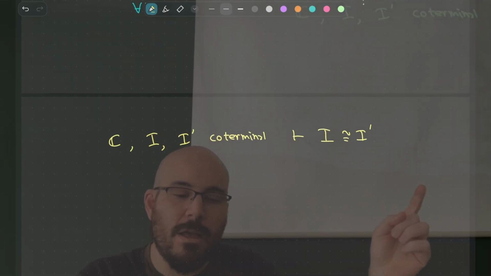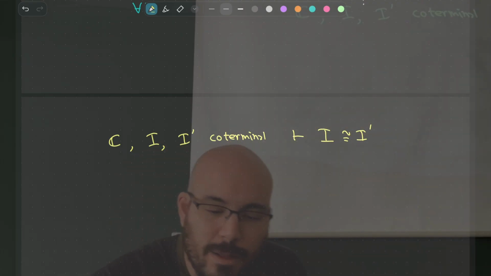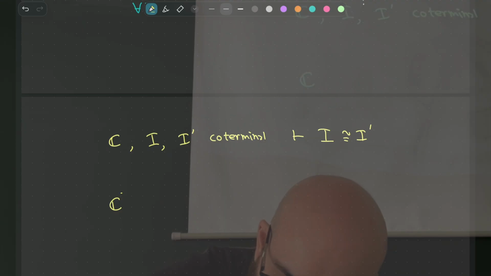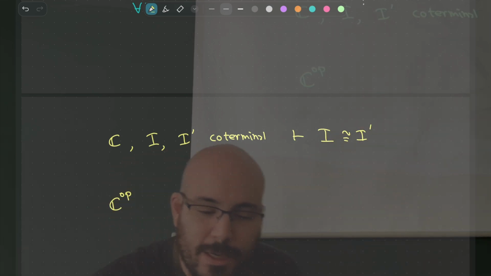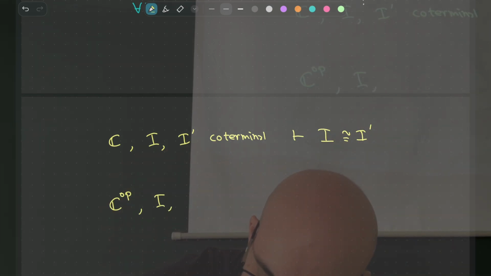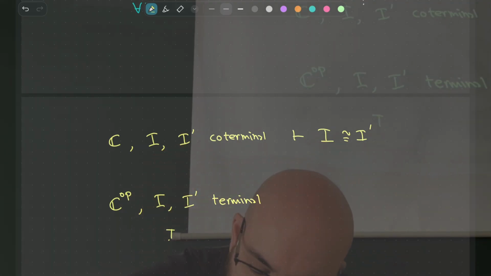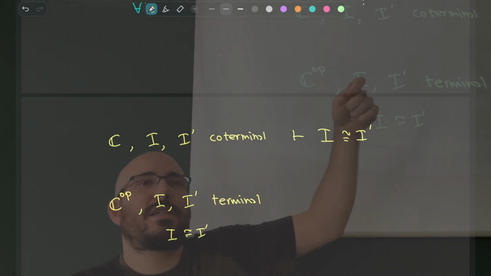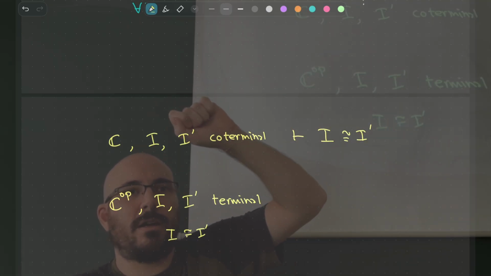And I say, okay, wait a minute. So I have a category C, and in it, I and I prime are coterminal. This means, remember this construction, which is the opposite category. If I look in the opposite category, I do have that I and I prime are terminal there, because it's a dual notion. And I already proved the uniqueness of terminals, so I know that they are isomorphic there. But isomorphic is, as we say, self-dual, it's the same thing. So for free, I get it in my initial category.